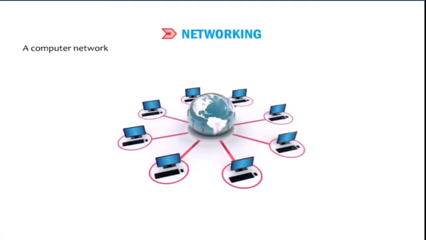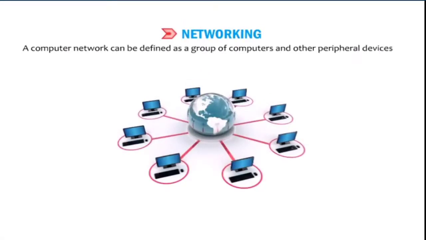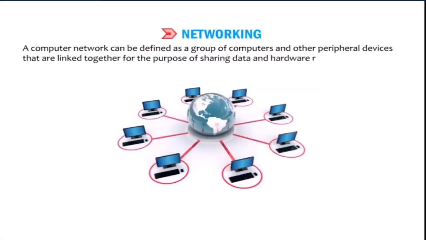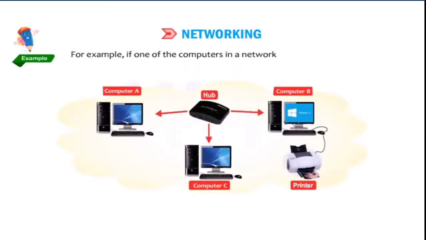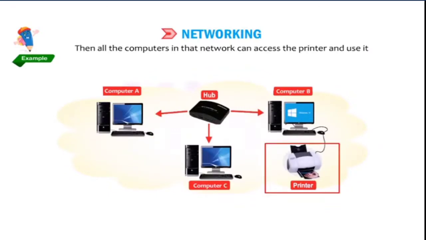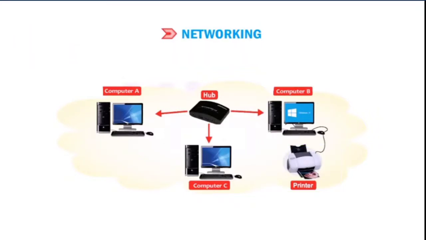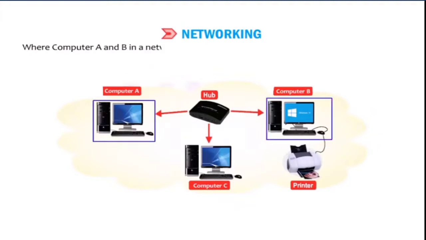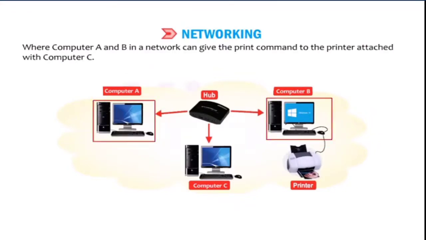A computer network can be defined as a group of computers and other peripheral devices that are linked together for the purpose of sharing data and hardware resources. For example, if one of the computers in a network has a printer attached to it, then all the computers in that network can access the printer and use it to print the documents as shown in the following figure, where computer A and B in a network can give the print command to the printer attached with computer C.